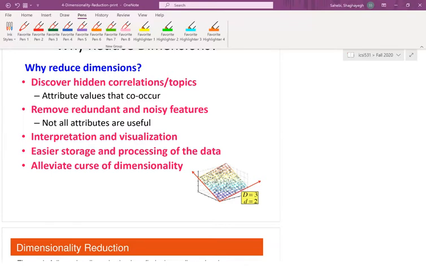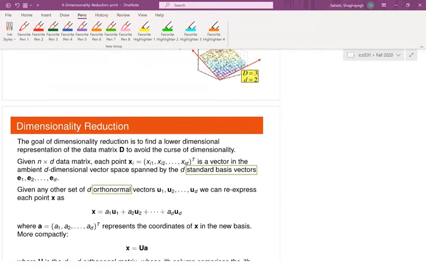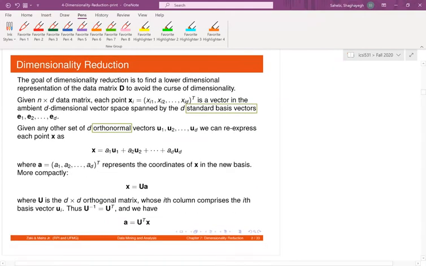Of course, it will be easier to interpret and visualize the data when we reduce the dimensionality, right? When you have 4 dimensions, 5 dimensions, 10 dimensions, it's not easy to visualize that. We can only visualize up to 3, right? So we can summarize our data in 3 dimensions or 2 dimensions and then visualize it. All of these are the reasons that we reduce dimensionality.